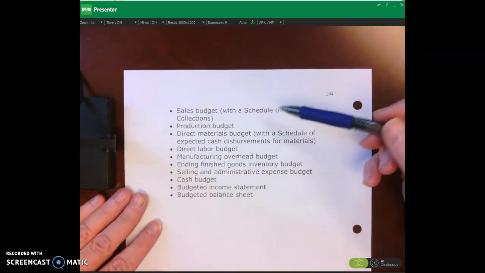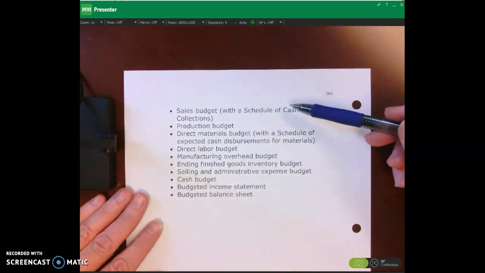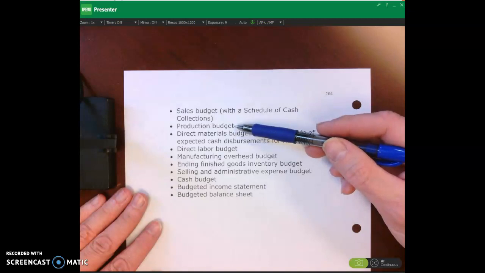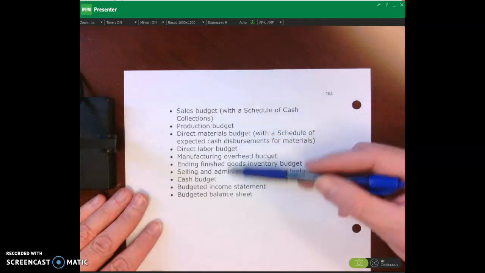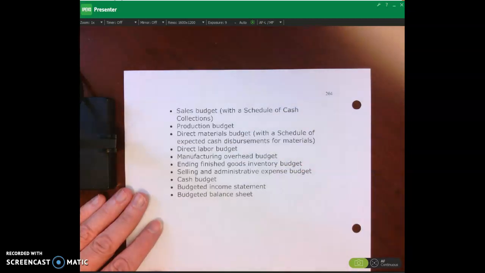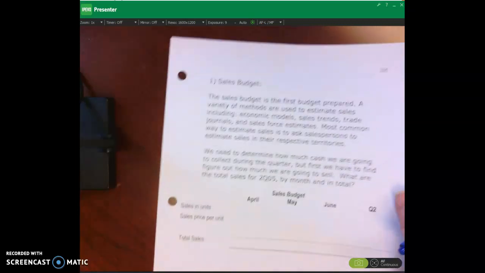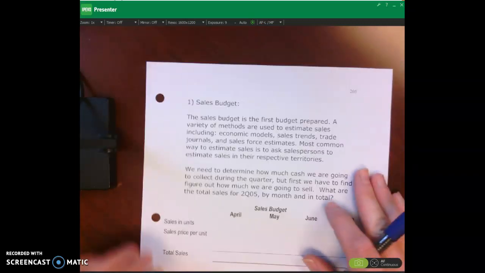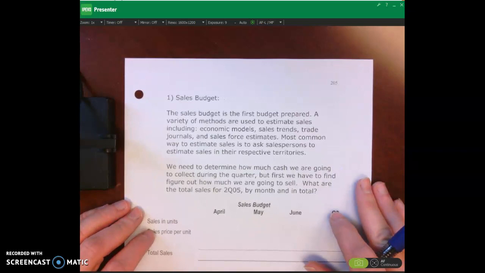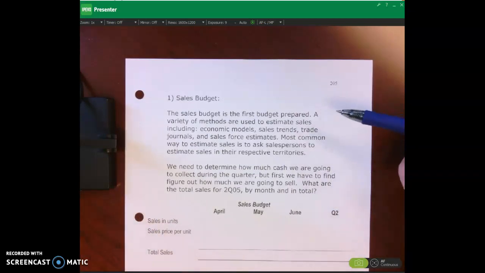Now in this lecture video, as I was saying, we'll cover the sales budget and then the schedule of cash collections. And then in subsequent lecture videos, we'll go through and cover all of these, okay? So let's go ahead and talk about the sales budget. And as I was saying in the first lecture video for this chapter, the sales budget is always the first budget prepared, okay?